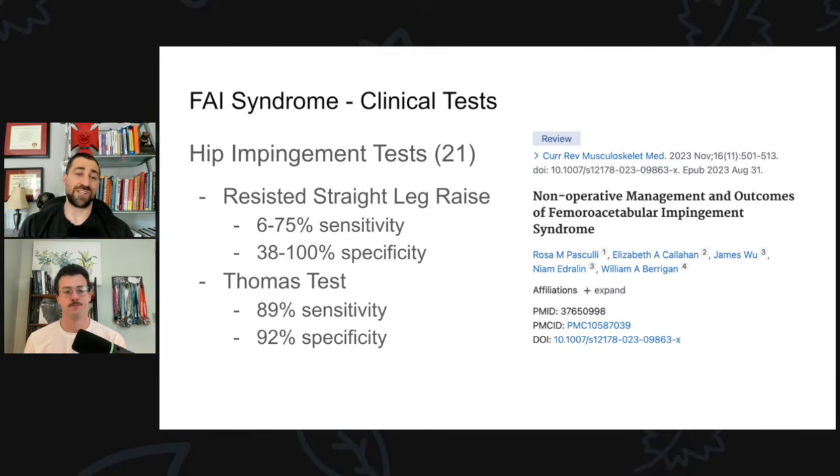And the other one I think is interesting is a Thomas test. So a Thomas test obviously stretches the front side of the hip. In this study, it had an 89% sensitivity and a 92% specificity. So actually really good in this study. And when you're doing a Thomas test, it's kind of the opposite of a FADIR test. In the FADIR, you're compressing all the structures like the labrum, right? You're trying to compress together that cam morphology up against the acetabulum, squishing or kind of pressing that labrum off of its attachment. In the Thomas test, you're doing the opposite. You're stretching the anterior labrum. So if I have an anterior labral tear and I do a Thomas test, I'm just pulling those surfaces apart. Maybe I'm creating pain because I'm doing that.